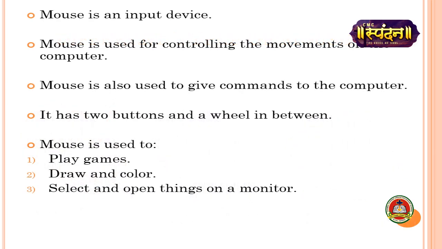Now next is what we have learned about mouse, that is mouse is an input device. Mouse is used for controlling the movements on the computer. Mouse is also used to give commands. It has 2 buttons and a wheel in between. Sometimes in some of the mouse we have 3 buttons. Instead of the scroll button we have one more button. That's why we call this a 3-button mouse.